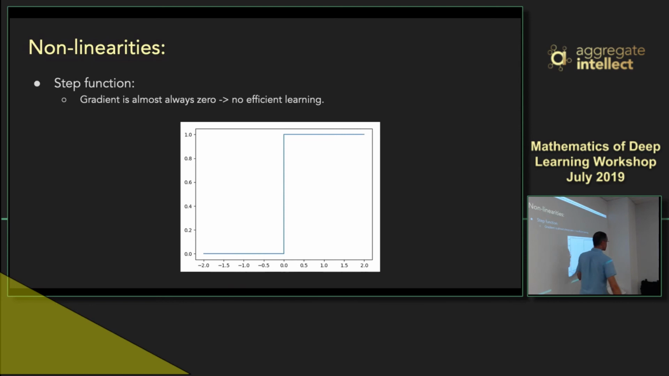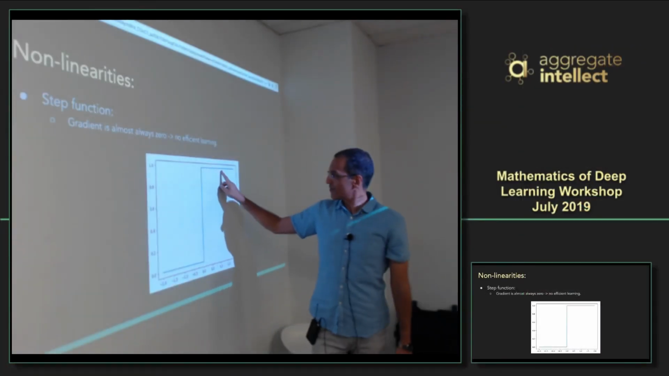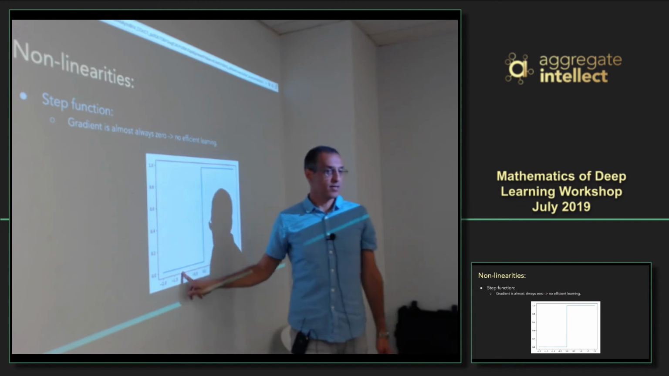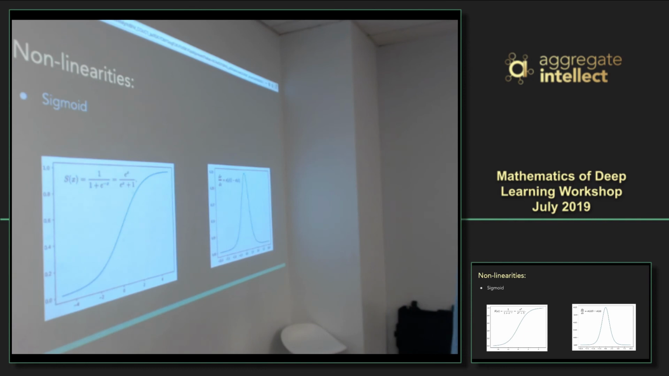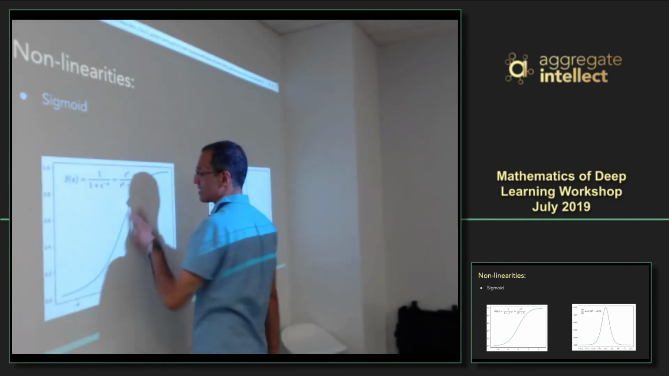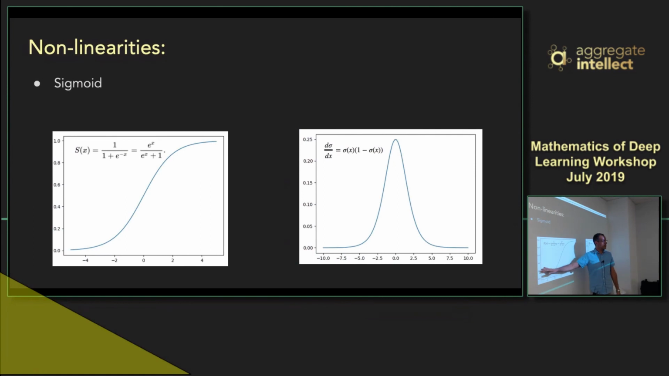Next one. If I take a step function, it is 0 almost everywhere, and where it is not 0, it is useless. It is something that does not exist, right? So this again is not useful. But if I make it a little bit smooth, it does magic. If I take the sigmoid function, which looks like this, it is nice because I can take the derivative. The derivative is given by the sigmoid function itself, and it has a bell shape.